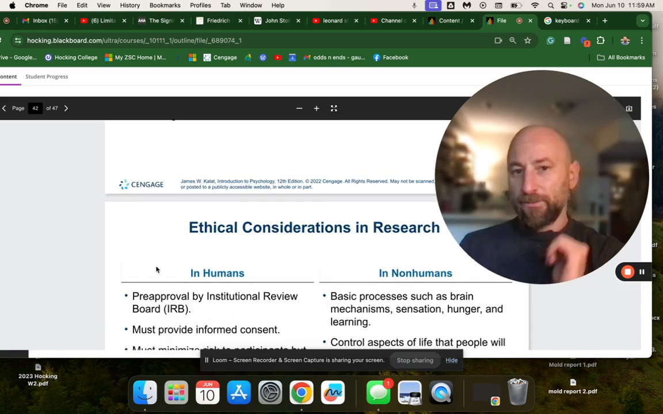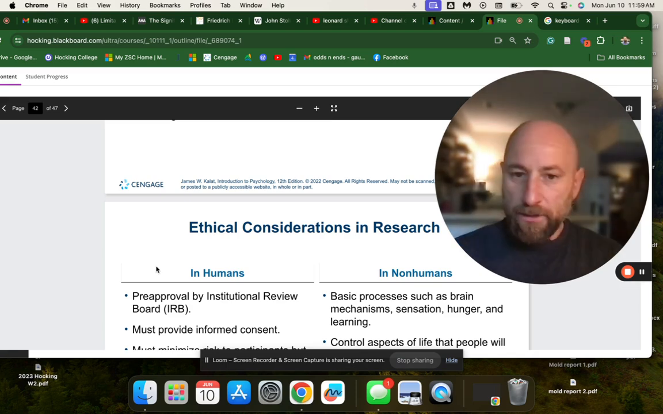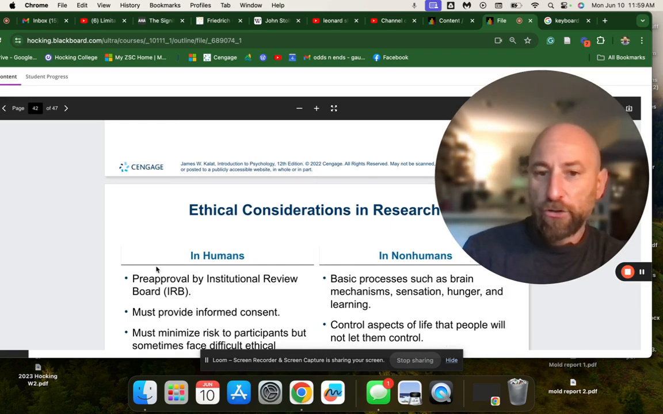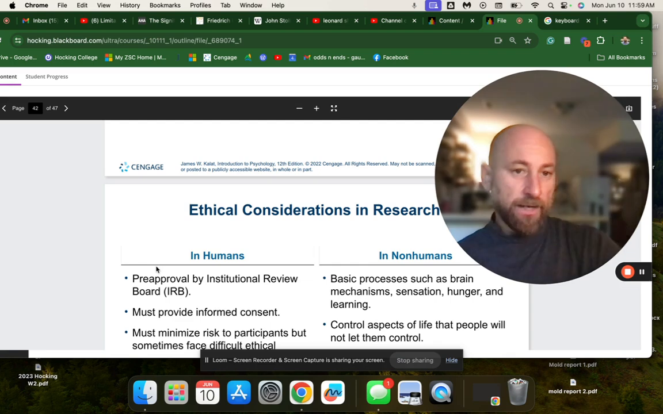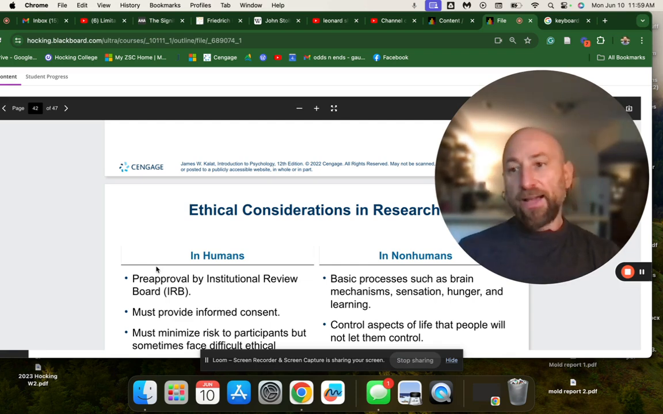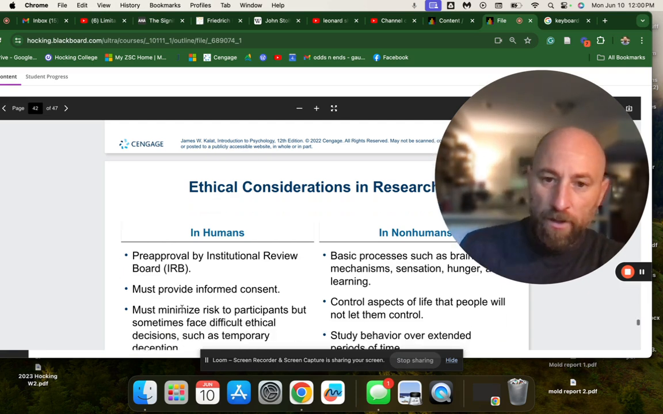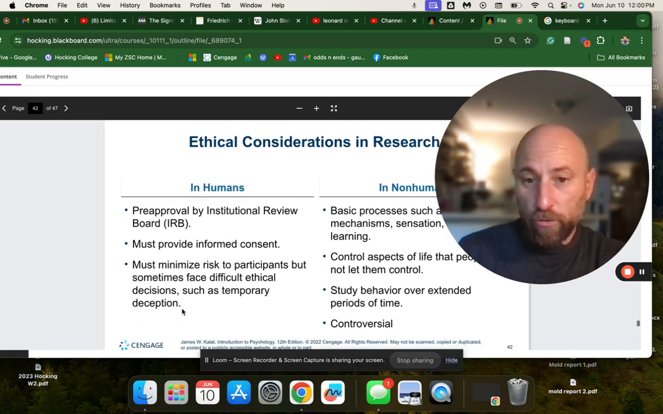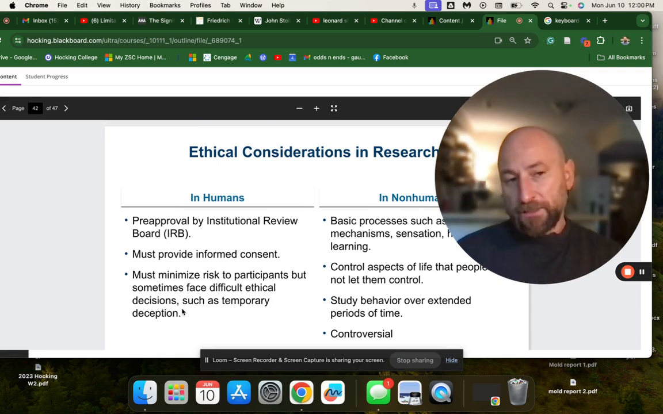Okay, moving on. Ethical considerations in research, and we are in the home stretch, folks. In humans, all experiments need to be pre-approved by an institutional review board. So at Ohio University, for example, or any university, they have to submit their proposals for research to an IRB, a review board. These are people who are general community members, and they kind of oversee the research. They approve it, and informed consent is needed for participants. Researchers must minimize the risk to participants. Sometimes deception is allowed, but only when necessary. And the risk to participants must not be greater than in everyday life, right?